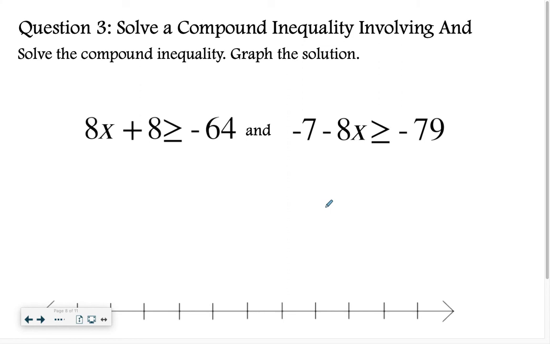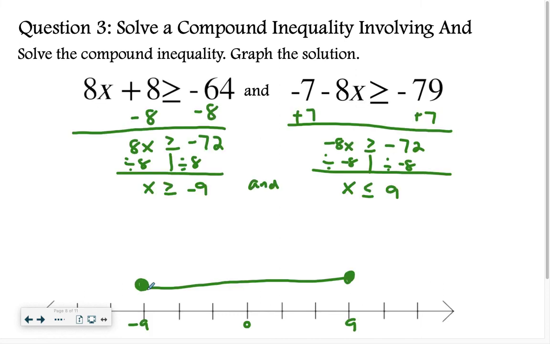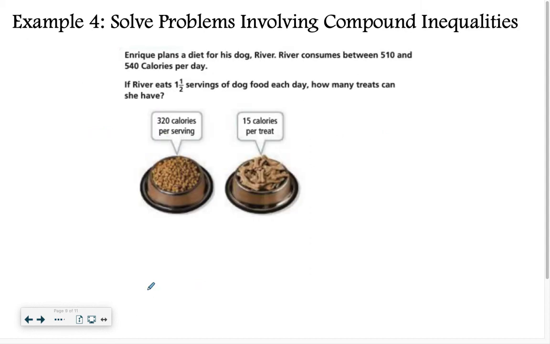All right, well, question for you. Solve the compound inequality, then graph the solution. Good luck. Okay, hopefully for your answer you got x is greater than or equal to negative 9 and x is less than or equal to positive 9. And then your graph looked something like what I have there.